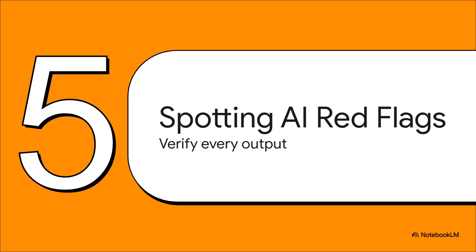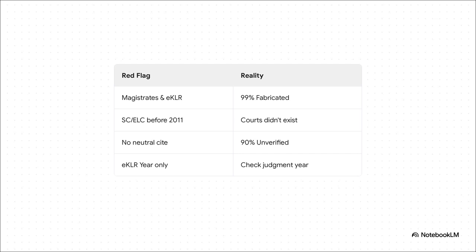Super easy. All right, final section, Section 5, Spotting AI Red Flags, the basic facts to verify every output. Even with the prompts doing heavy lifting, you still need a daily mental audit checklist. For instance, if an AI gives you a magistrate's court decision and cites it to EKLR, ULII, or TanzLII, that is 99% likely to be totally fabricated. Why? Because lower courts are almost never reported online.